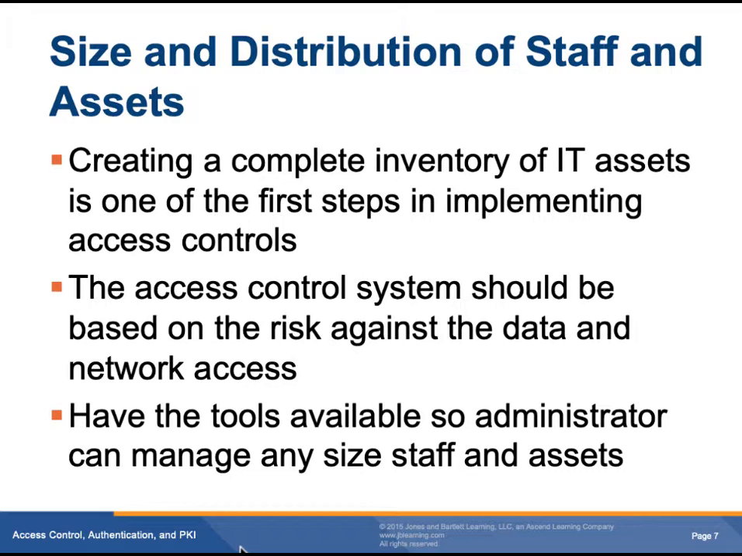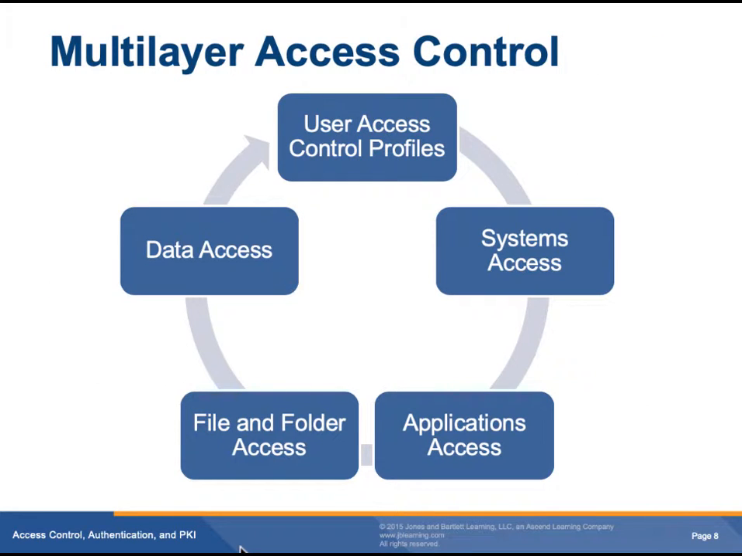Number two, the access control system should be based on the risk assessed against the data and network access. And number three, tools available, as we mentioned, that can monitor or manage staff and assets. Now, multi-layer access control contains these five aspects. We've already talked about user access control profiles. Likewise, there's system access, application access, file and folder access, and specific data access.